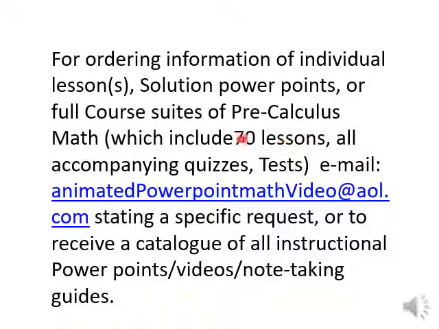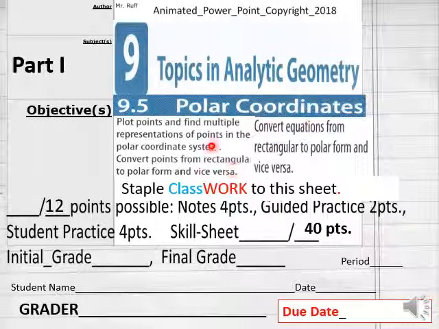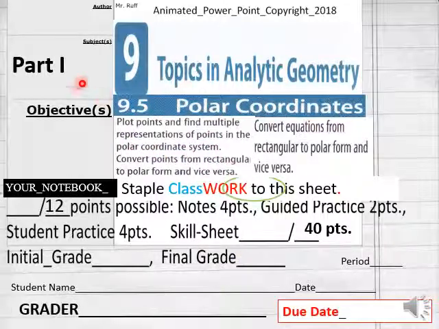Hello everybody, getting ready to do lesson 9.5 part 1 pre-calculus math today. And 9.5 part 1 deals with polar coordinates. You got 12 points that will go into your notebook or your notebook guide, and 40 points here will go into your classwork sheet. Have those out, students: name, date, period, onliners, homeschoolers.